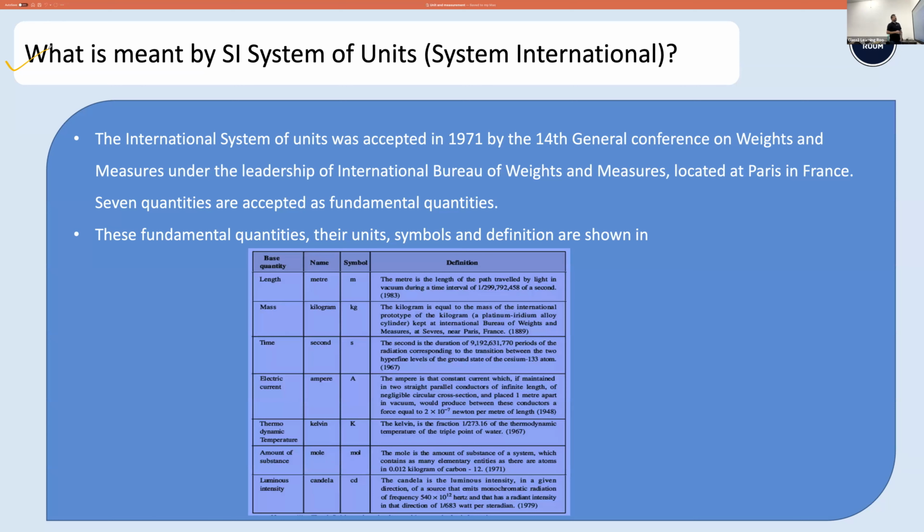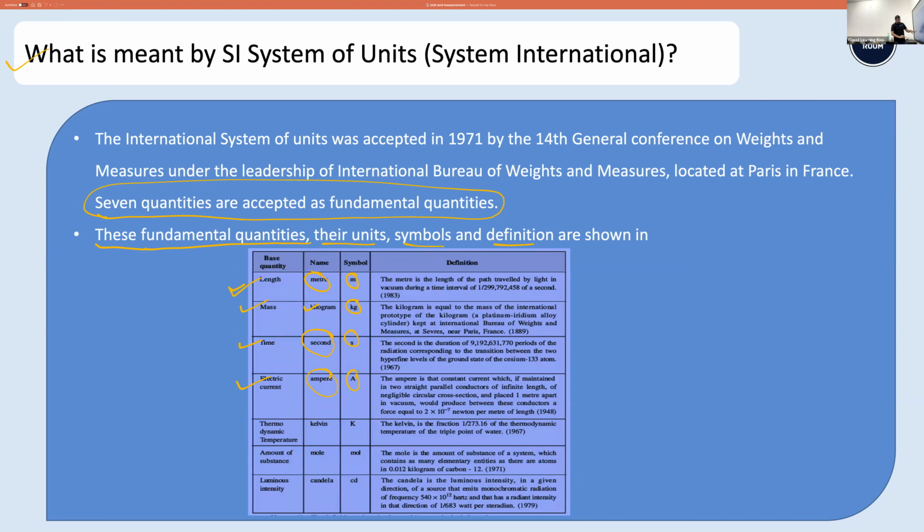What is meant by the SI system of units, which is called Système International? There are seven quantities which are accepted as fundamental quantities under the SI system of units, and their units, symbols and definitions are given here. First, the base quantity is length. In the SI system, you measure it in terms of meter, and the symbol used for it is m. Similarly, for mass, you measure it in kilogram, the symbol is kg. For time, it is second, you write s. For electric current, it is measured in terms of ampere, and you write A.